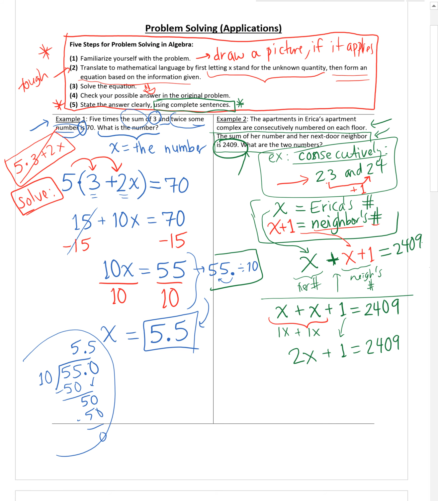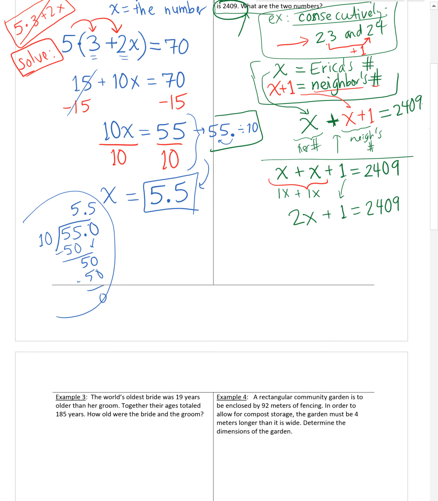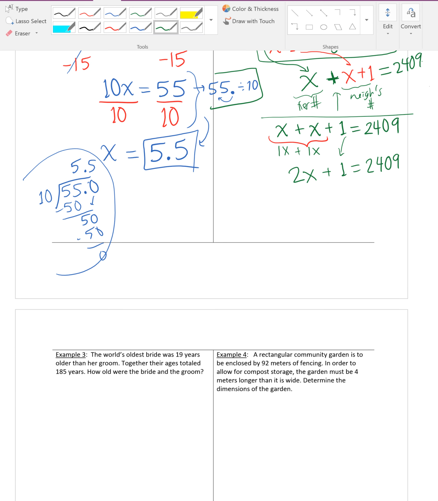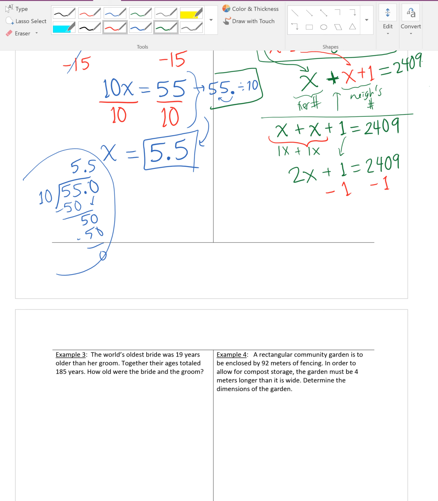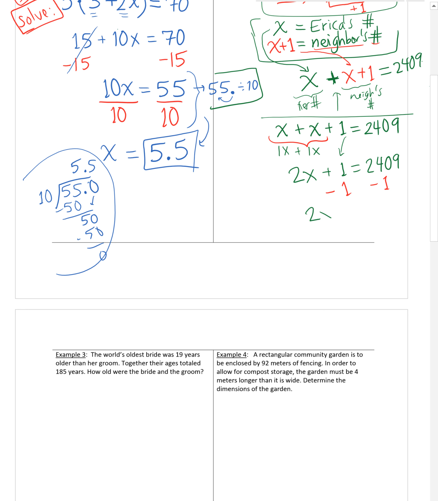Okay. Let me move this up a little bit here. All right, now I think I can solve this. This is the easy part, huh? All the hard part was setting it up and brainstorming. I'm going to subtract 1 to get rid of the 1 that's adding. Then you have 2x left. 2,409 minus 1 is 2,408. And now all that's left to do is to divide by 2.